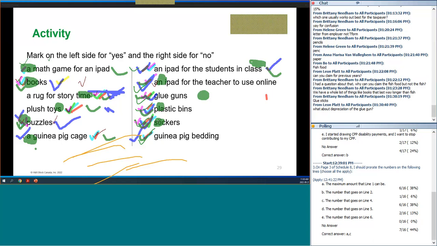Leon, what about depreciation of the glue gun? You do not get depreciation as an employment expense, and this is treated the same way as employment expenses, so no, too bad for you. Guinea pig bedding, I really hope you're changing that frequently, so yes. But of course, the guinea pig, no. So the cage, yes. The bedding, yes. The food, yes. The guinea pig, no.